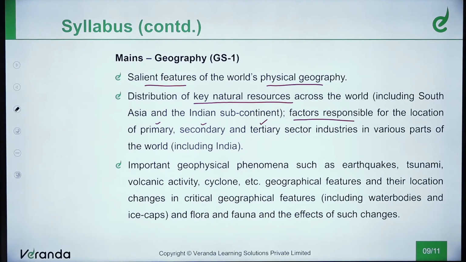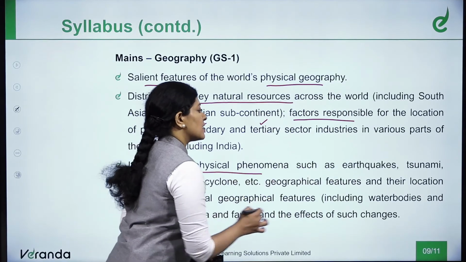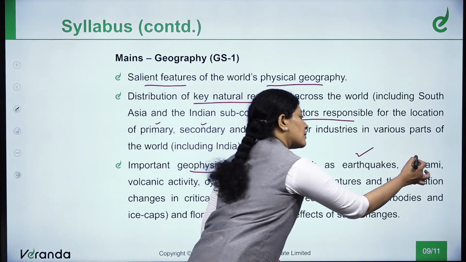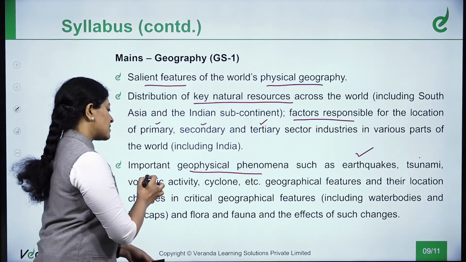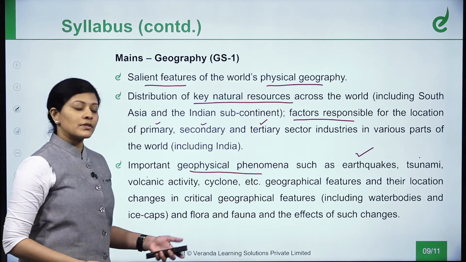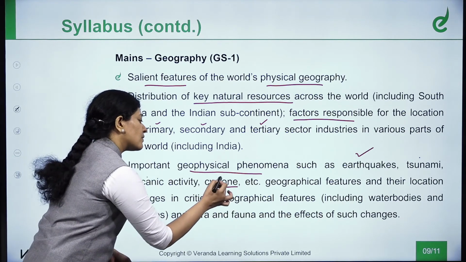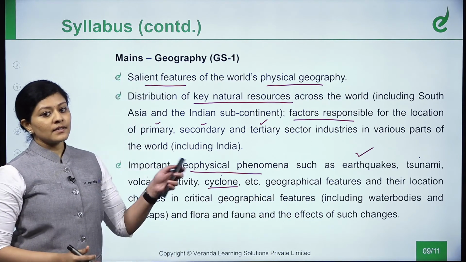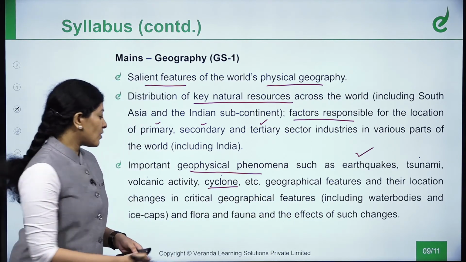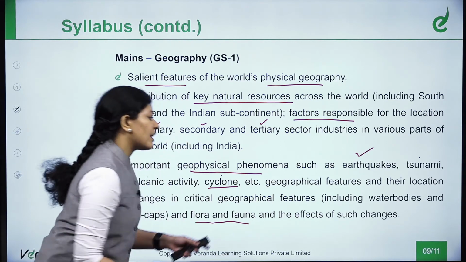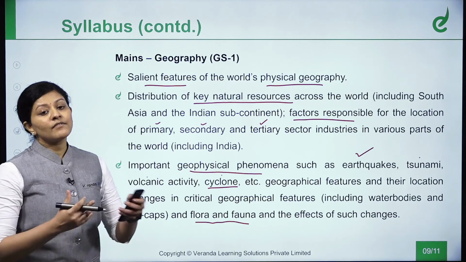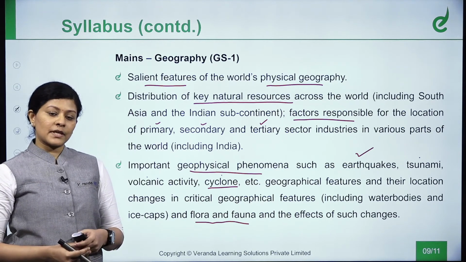We'll also look into geophysical phenomena such as earthquakes. We must have often heard about them in the news. We must have heard about tsunamis as well. We must have heard about volcanic eruptions, which are also in the news. And cyclones, we experience every year. So these things are studied in the subject. We also study flora and fauna and the effects of such changes. This subject relates you to the environmental perspective as well.